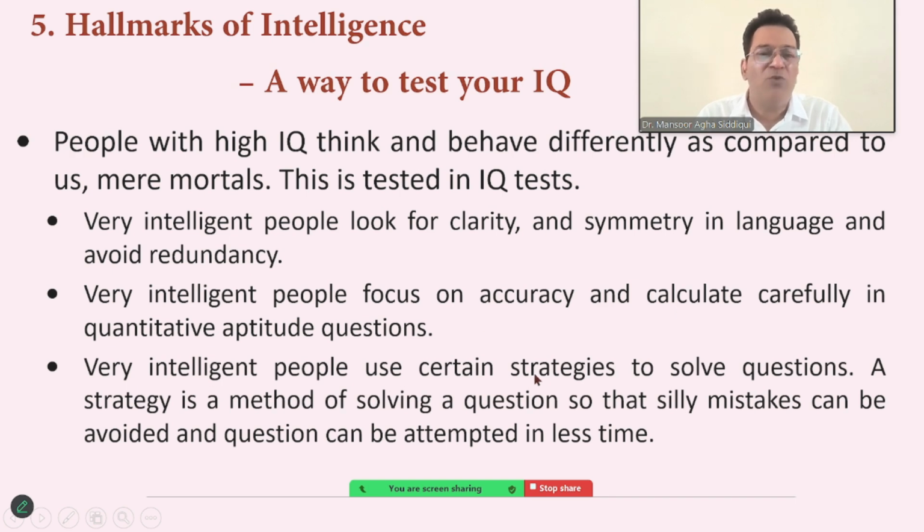Very intelligent people use certain strategies to solve questions. They know that different questions require different methods of solving. So they do not go in for solving a question by whatever method comes to their mind. No, they have a clear method which they will use for a certain type of question. This should be a great, effective method, called a strategy.